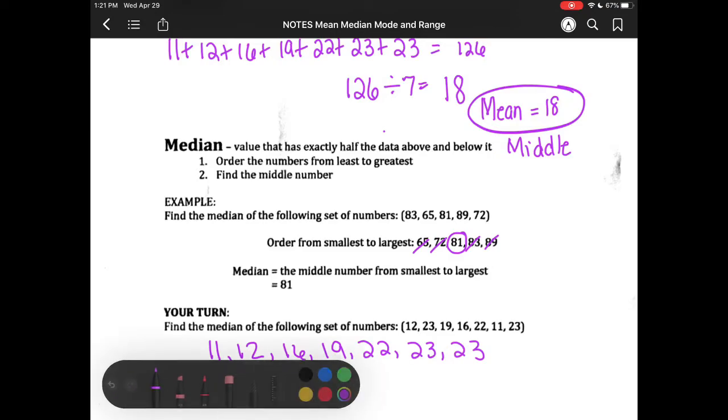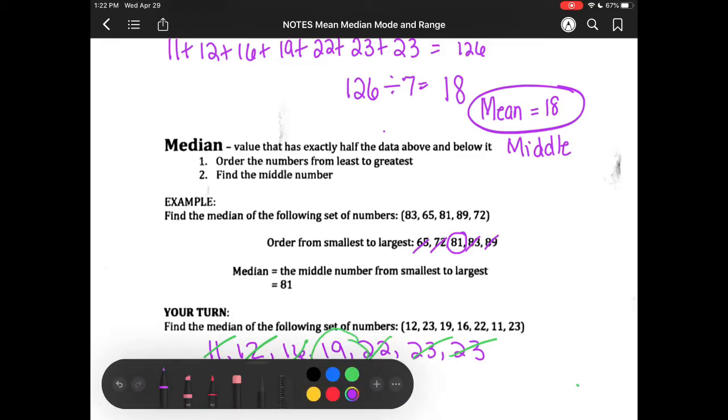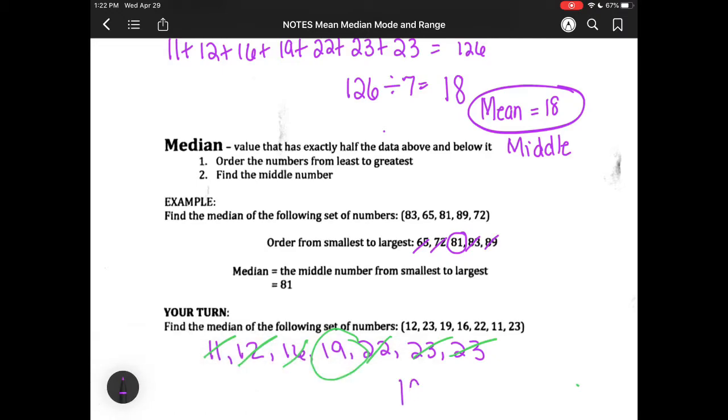And so I'm going to change the color of my pen. So I'm going to count out 11 and 23, 12 and 23, 16 and 22. That leaves me 19. So 19 is my median.